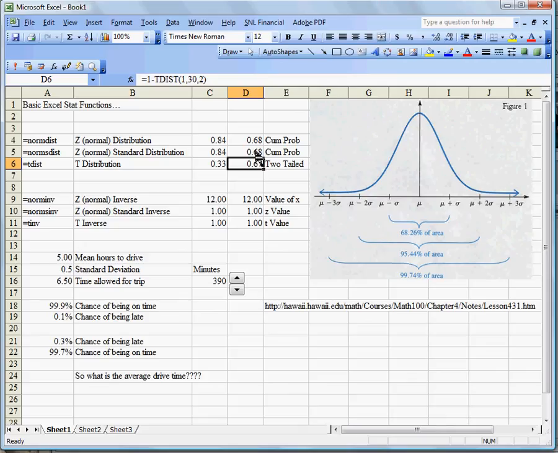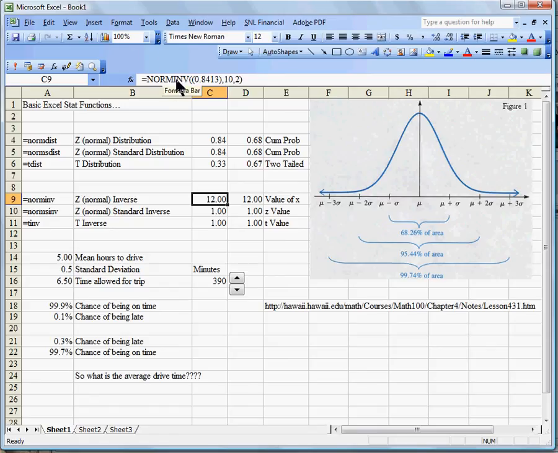This one's going to give us the z-score when we go down here, and the other function, the t inverse, will give us the t. So we get a z value here instead of providing it. We'll get a t value down here instead of providing it, and we'll get our value of x down here instead of providing it, as we did up here. So how does that work?